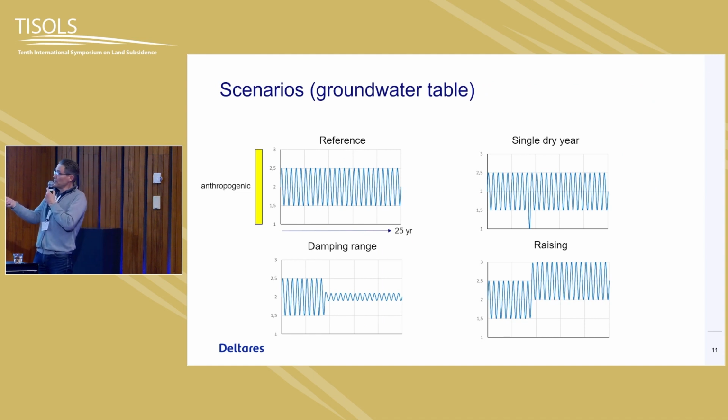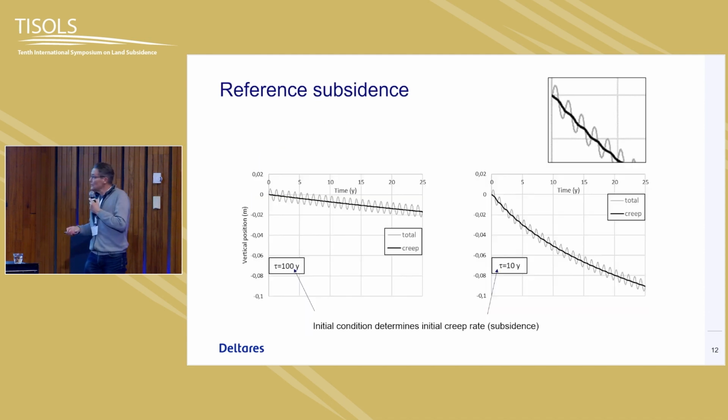I'll show you a couple of scenarios. A reference scenario where we have the groundwater moving up and down 1 meter in this anthropogenic level range. Let's modify that and include one dry year, with a 0.5 meter extra drought impact on the groundwater level, and see how that affects the outcome. Or we can do the damping, like for the infiltration systems, impose it and compare it to the reference. What difference does it make? Or raising the groundwater level, if there is any opportunity to do that. I'll show you the outcomes.